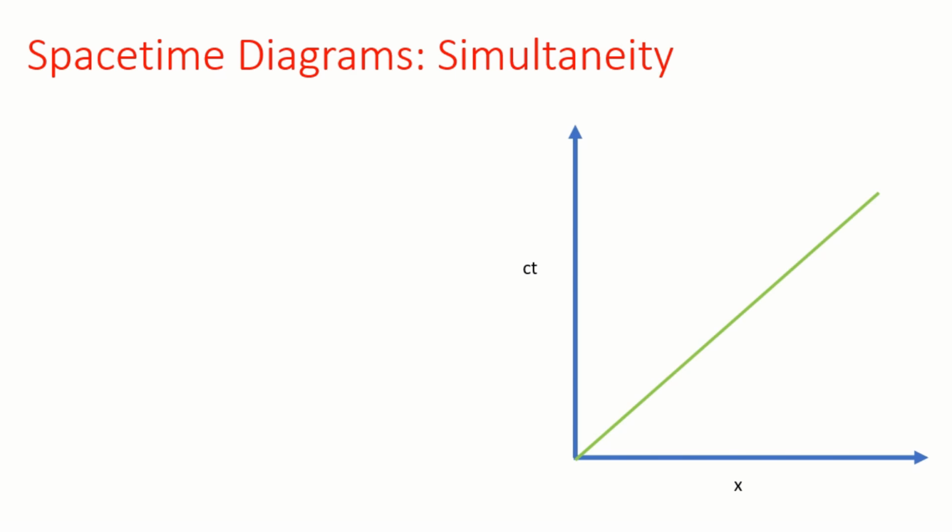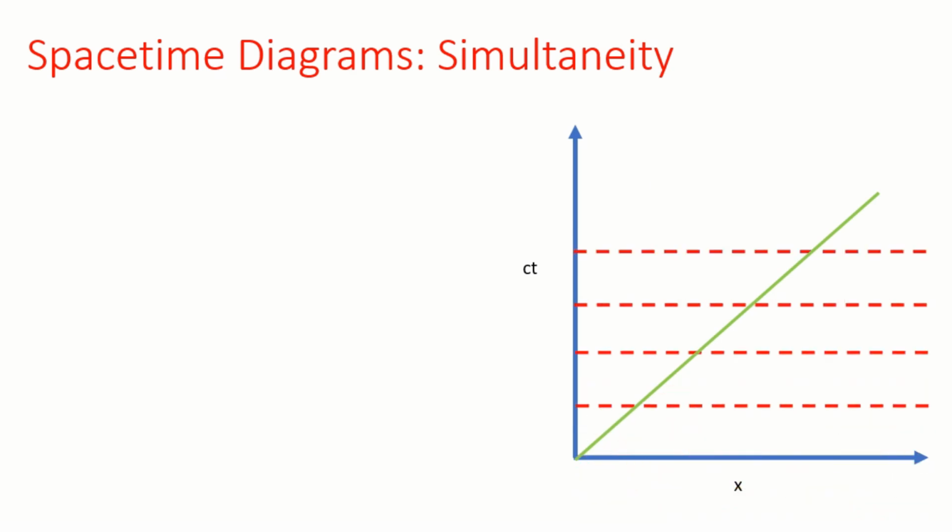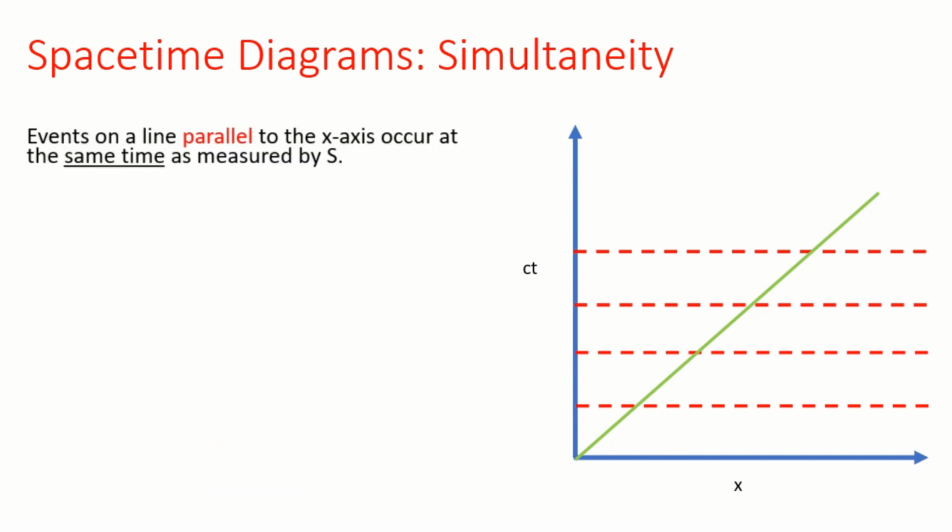Okay, so how do we use a space-time diagram to give us some information? Well, one thing we can do is determine whether two events are simultaneous from a particular reference frame or not. So to do this, we simply use the diagram. Okay, now I'm going to add some lines here. You can see I've added some lines, those red dashed lines, to my diagram here. I've tried to make them as evenly spaced as possible, and you'll notice that those are all parallel to the x-axis.